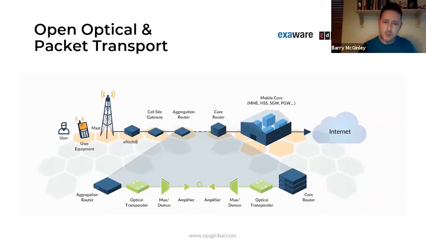So if we look at this, it's not just individual devices, it's end-to-end solutions they're trying to build. So user on their mobile, radio signal up to the mast, down to the baseband unit, into your cell site gateway. So this is a white box cell site gateway, into your aggregation router, white box aggregation router, depending on distance, into your white box transponder, muxed, amplified, demuxed, and now you're back to your core router. So you see, it's not just individual products, it's an end-to-end solution.